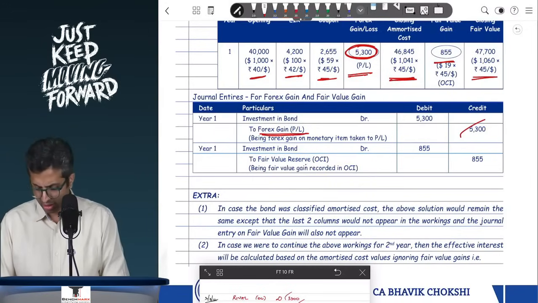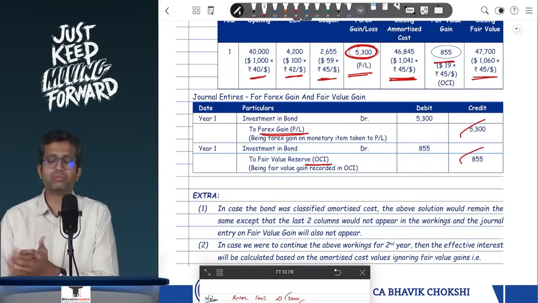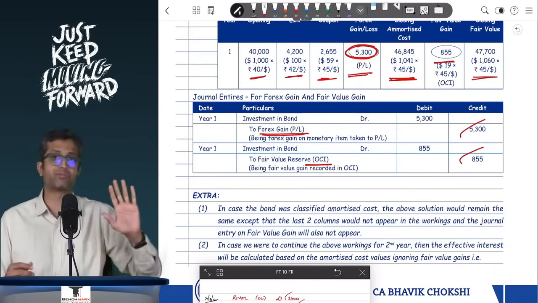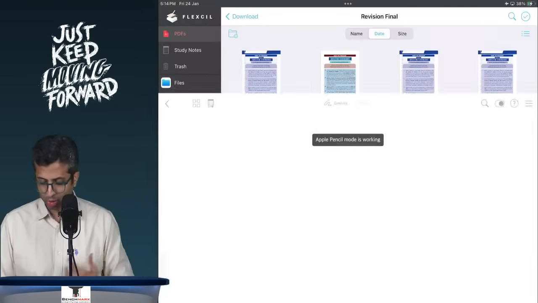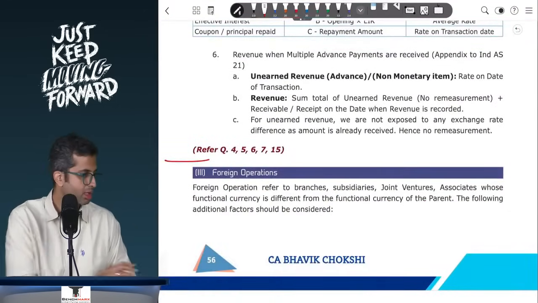Whereas if I look at the 855 gain, this is a fair value reserve which is going into the OCI. And this kind of takes care of the important questions from the foreign currency transaction section as well as the functional currency section. Next, what you go to is the last part over here, which is on foreign operations.